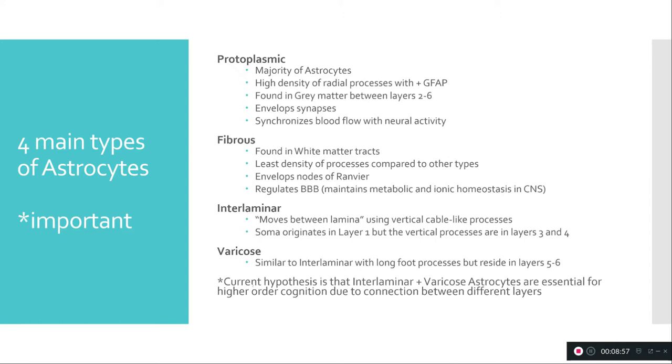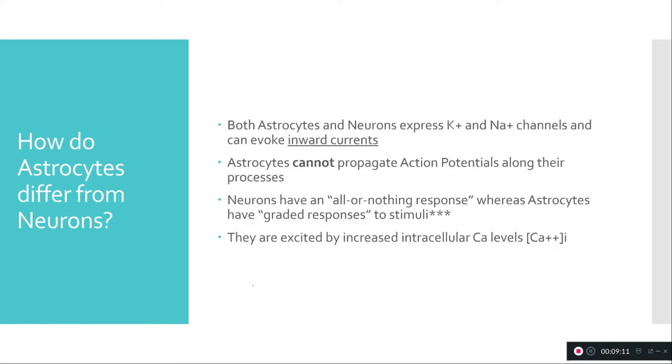And so astrocytes play a huge role in that as well. Many people think, and many scientific studies suggest, that these interlaminar and varicose astrocytes that basically interconnect layers of the cortex play a huge role in our ability to learn more complex things. Okay, so how do astrocytes differ from neurons?